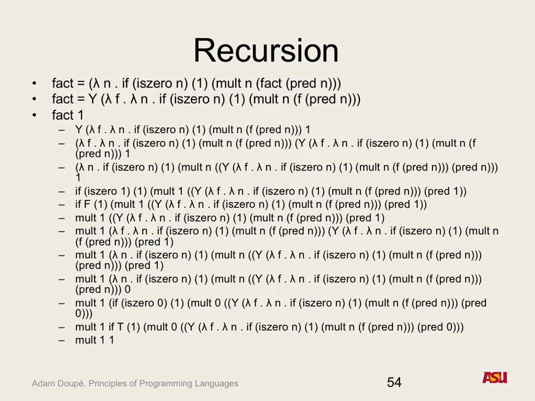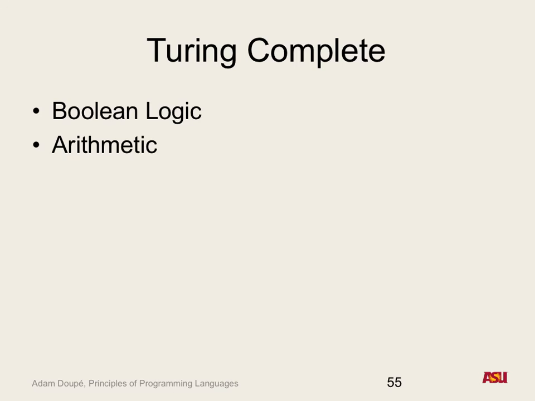Questions? Okay. So now we've seen Boolean logic, we have arithmetic, we have loops, now we have recursion. Now I will make the claim that we're Turing complete. So how would you show that? Or prove it? I mean, how would you prove that?